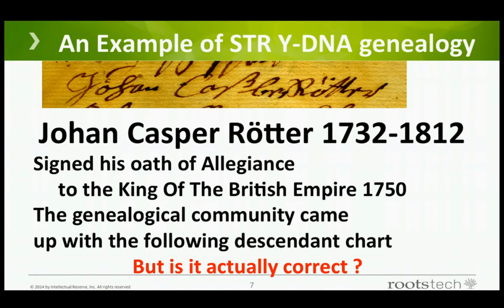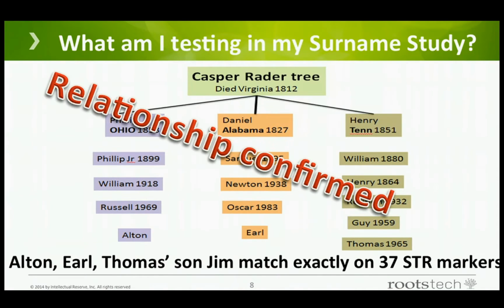In my case, I had an immigrant ancestor whose name is up there on the board, Johann Kasper Rother, who came into colonial Pennsylvania, and he lived the rest of his life with German-speaking people in the German communities around the East Coast. Our genealogy tells us that this chart, which I put relationship confirmed across, has 3 of his sons and 3 of his sons, down to living people.